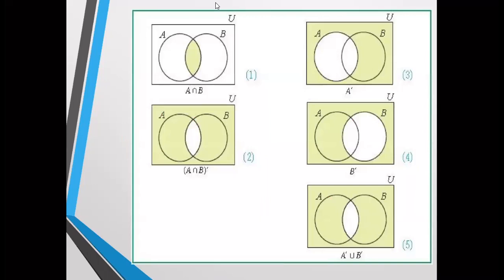Look at the diagram here. The square, or the rectangle, is used to represent the universal set. That's why here I have given the symbol capital U. We have only two events, A and B. Now you already know how to identify this region. That is the region A intersection B, right?